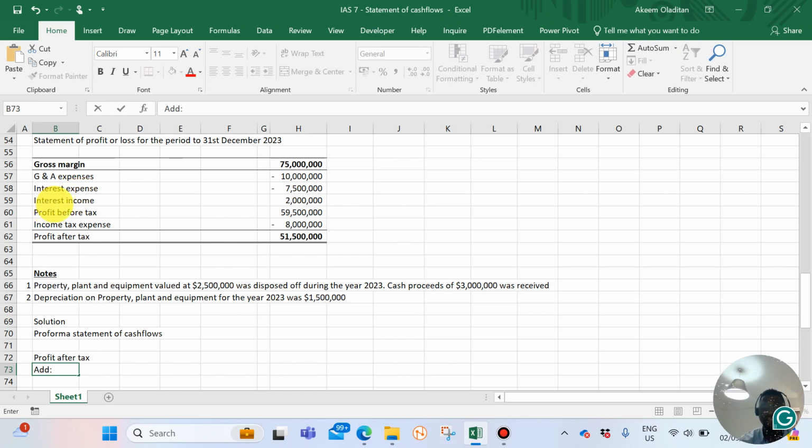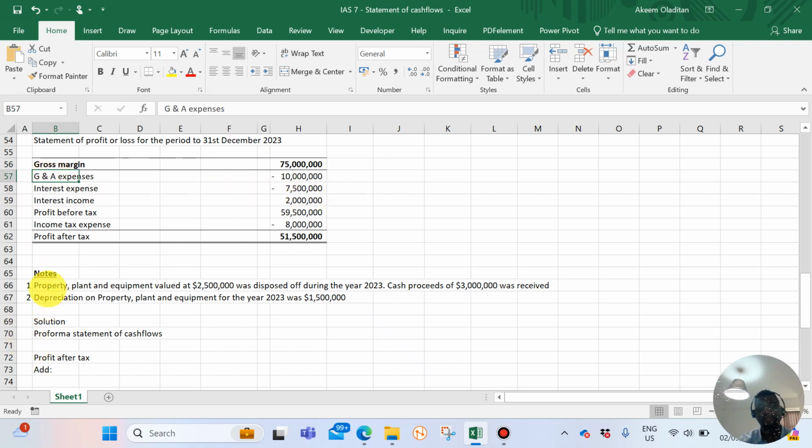There's also interest income. Remember we said that the statement of profit or loss and the statement of financial position deal with the accrual basis of accounting. So these are non-cash items, so we need to adjust them back. And also income tax expense. Another category of expense we need to look at is depreciation. Depreciation, I believe, will have been included here.